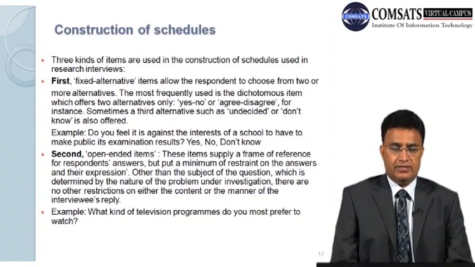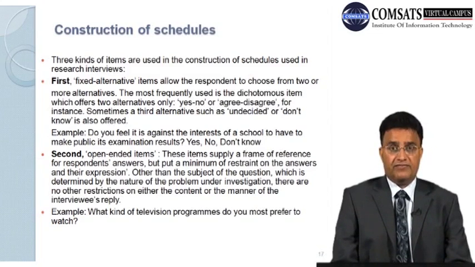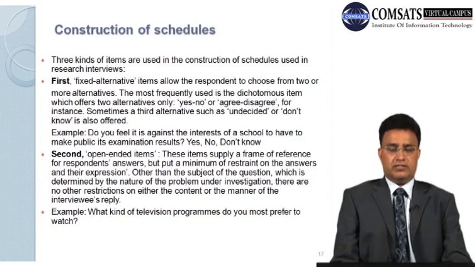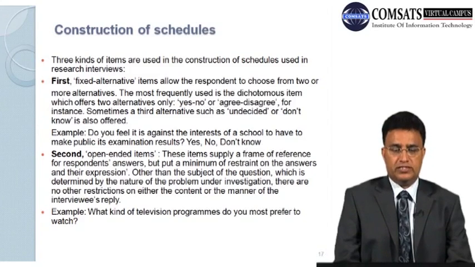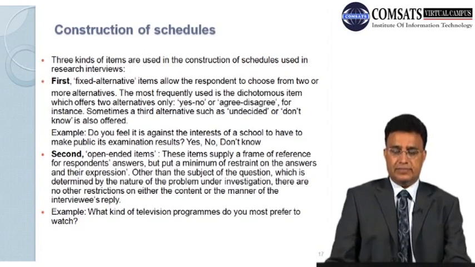The second type of construct is open-ended items. These items supply a frame of reference for respondents' answers, but put a minimum of restraint on the answers and their expression. An example of the open-ended type would be: what kind of television programs do you most prefer to watch? As compared to the fixed alternative, there is a choice because it begins with what kind of television program, so they can choose any they like. So that is the second type of construct.